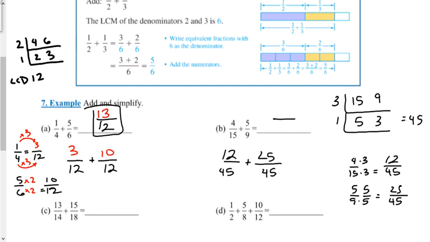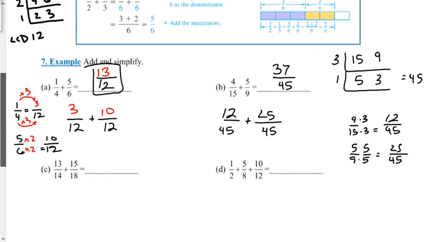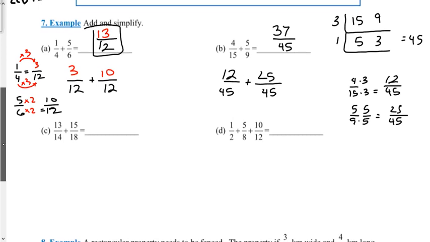Now that I have a common denominator, I leave the denominator the same, and I'm going to add 12 plus 25 to make 37 45ths. Now those are relatively prime. 37 is a prime number, so there's nothing that goes into it. There's no simplifying that can happen. Okay.